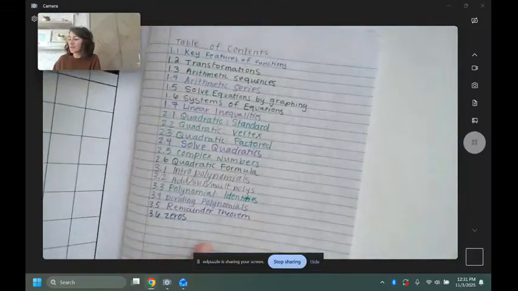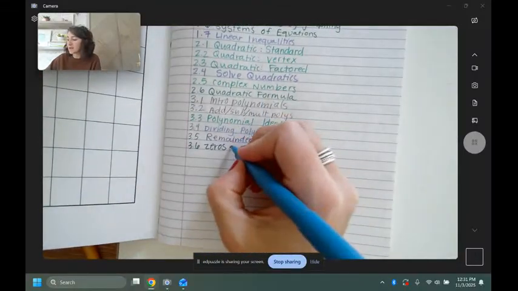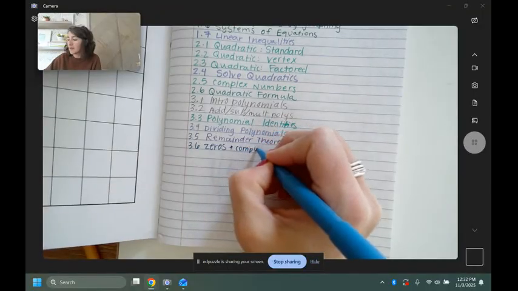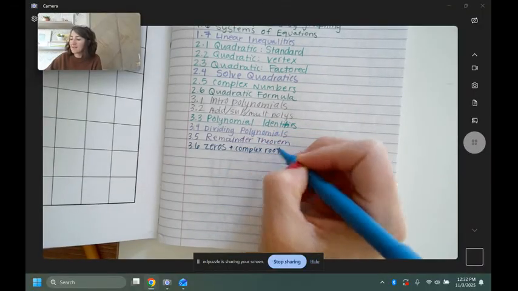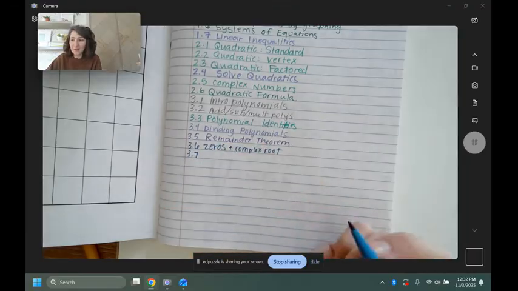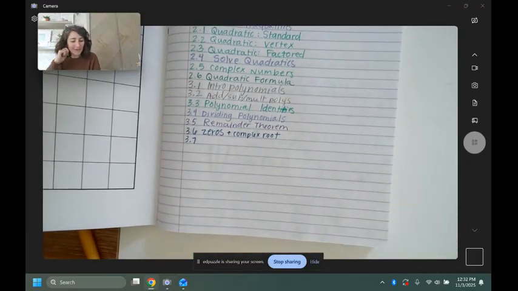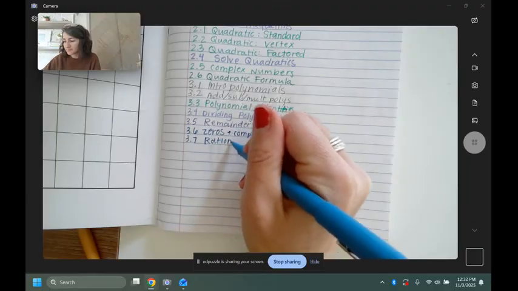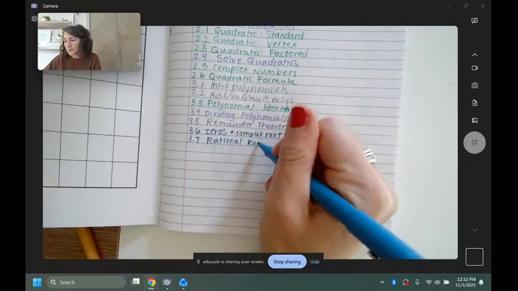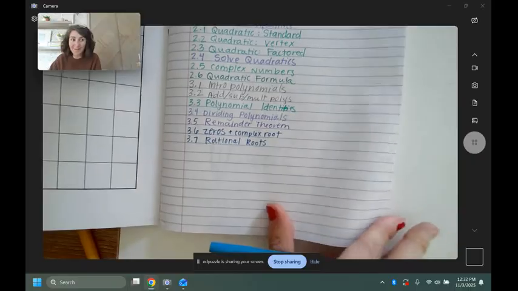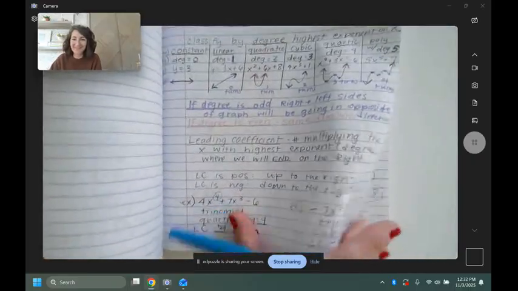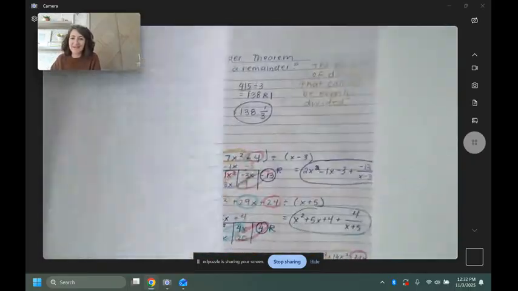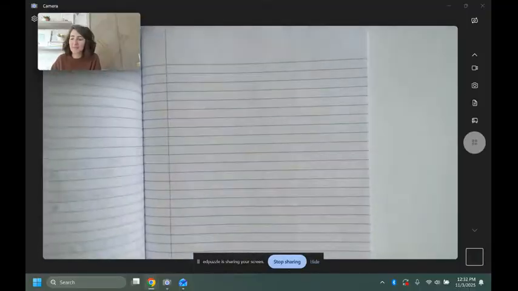Hello, everybody. Here is the very last lesson of chapter 3, 3.7, complex roots. This one's the rational root theorem, or rational roots. How to find them.